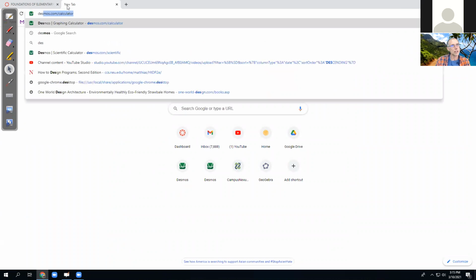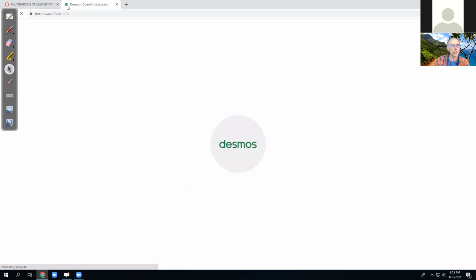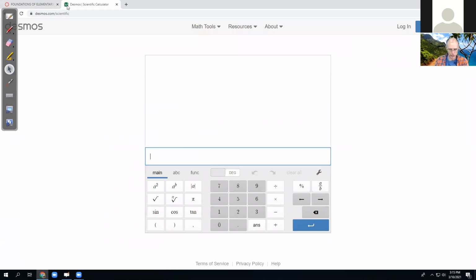I'm going to use Desmos. Scientific is a nice one. It's like a handheld scientific calculator.